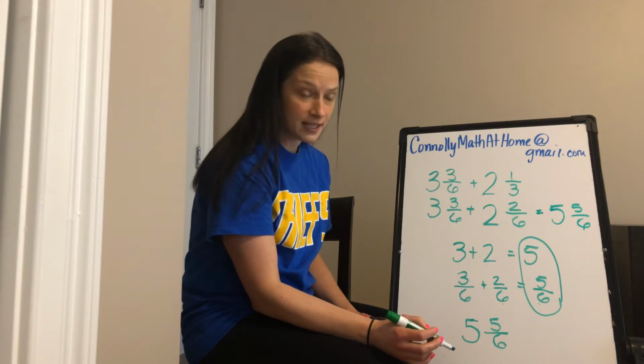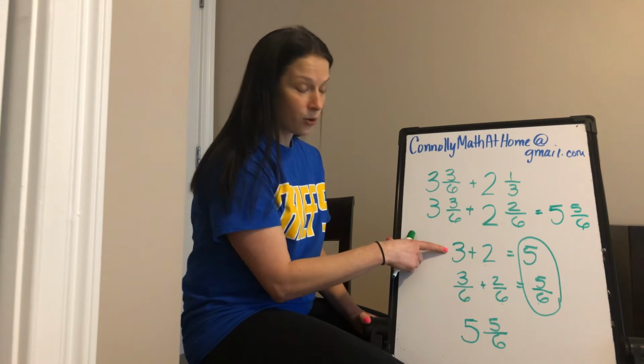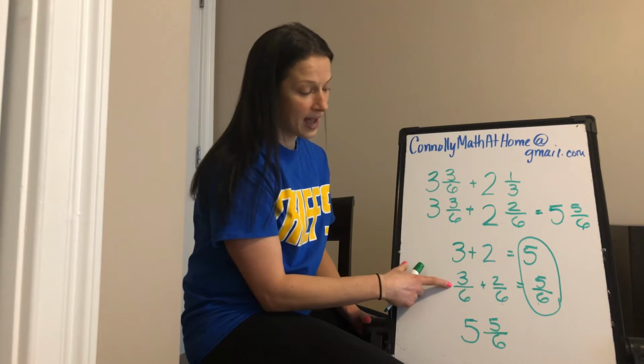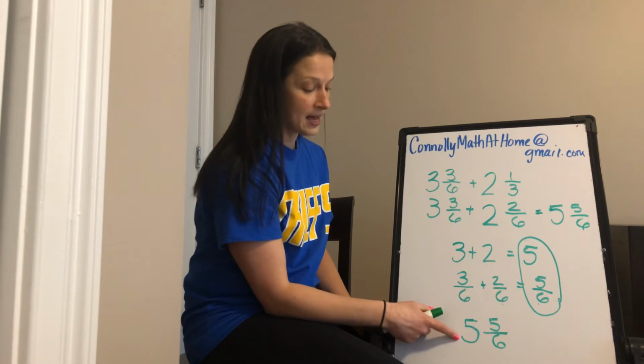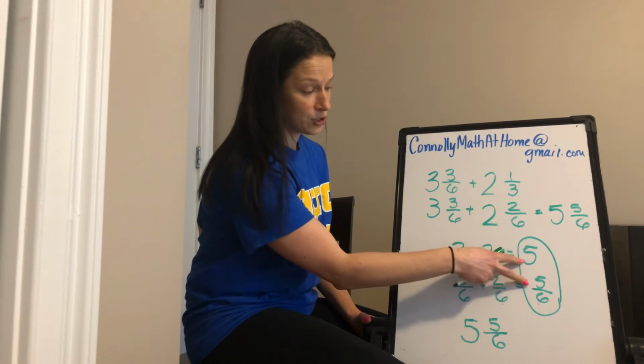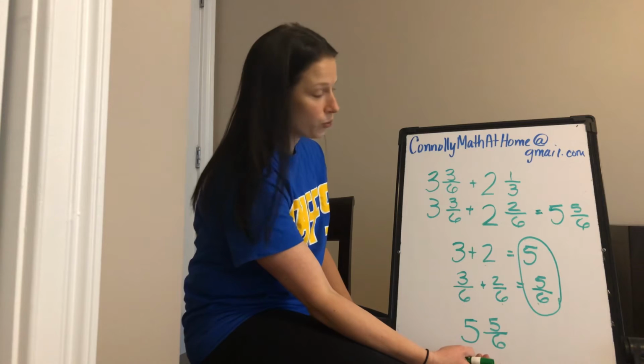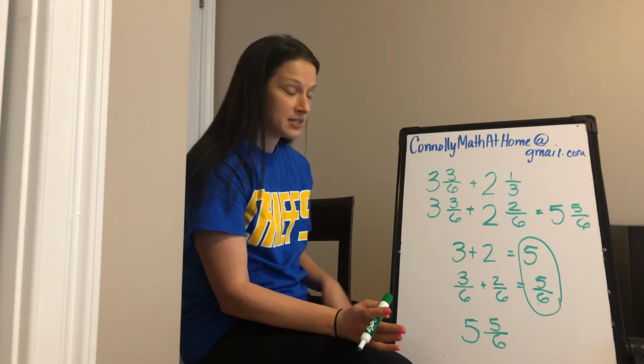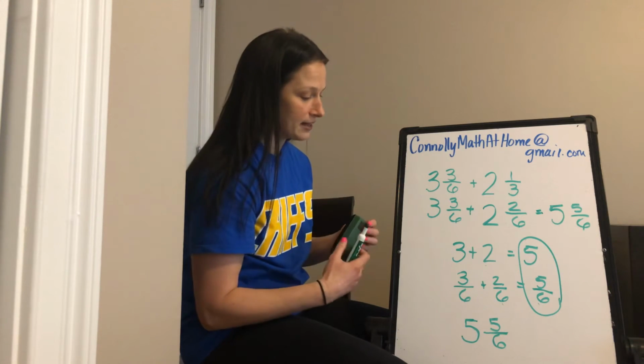So to review what I did here, I added the whole numbers, I added the fractions, and then I combined the two sums to get my total of adding everything together. Okay, so that's one way that we can add mixed numbers, but that's not the only way we can add them.